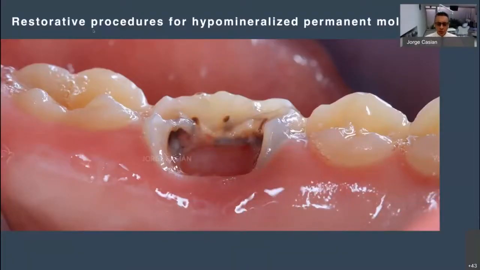Let's talk about restorative procedures. Look at this molar. This is a hypomineralized lower first permanent molar on a teenager. And that is the pulp. The pulp is exposed.